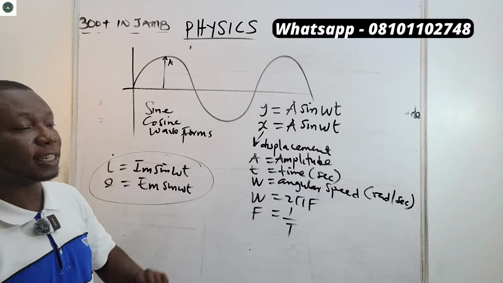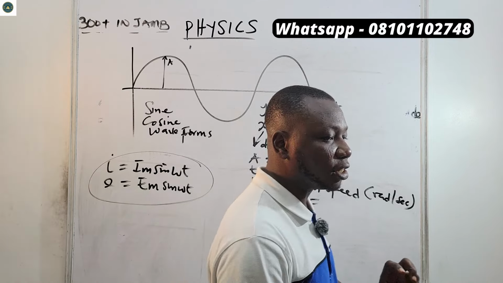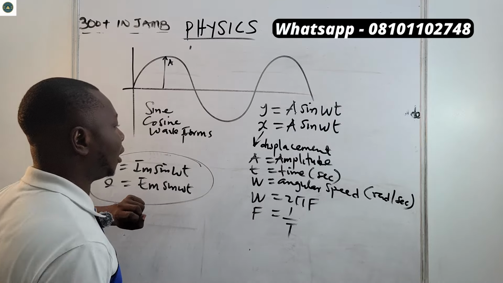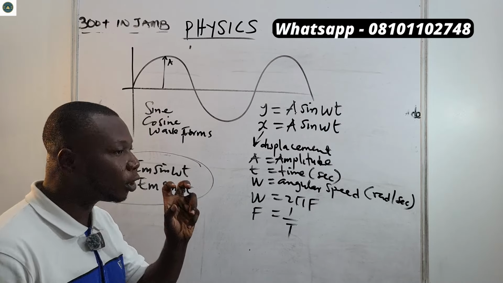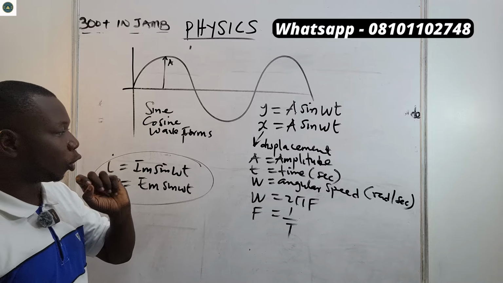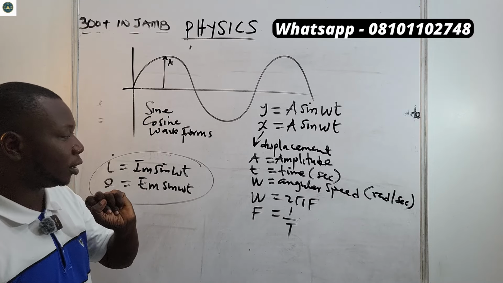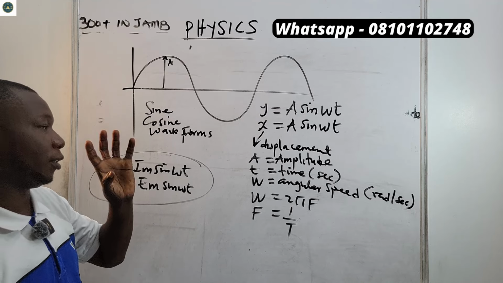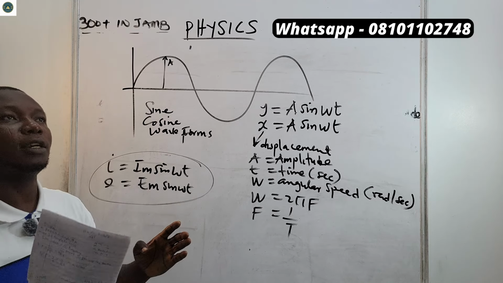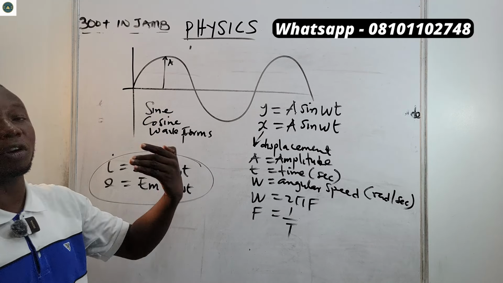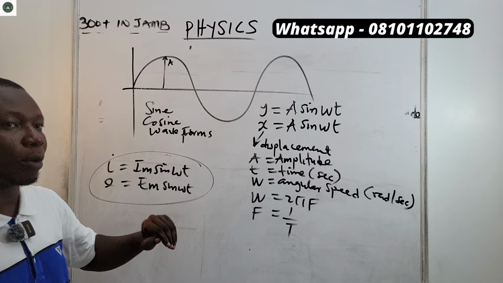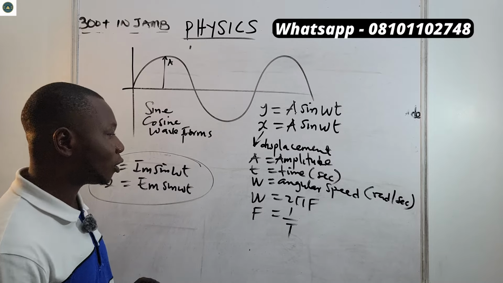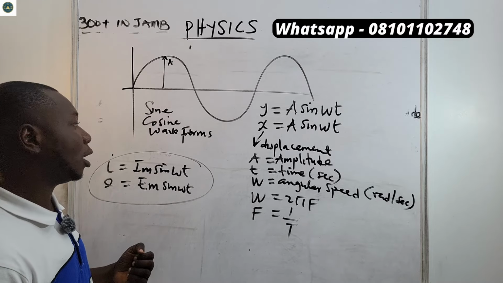So we need to be conversant with some terminologies. Now, A is the amplitude. Amplitude is the maximum displacement of that oscillating body from the point of equilibrium, from the rest position. If it's wave particles, for instance, we would have said the maximum displacement of wave particles from rest. But now we're not talking about the wave particle itself. We are talking about an oscillating body.